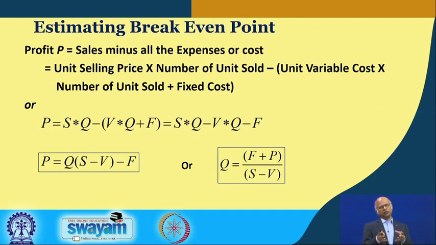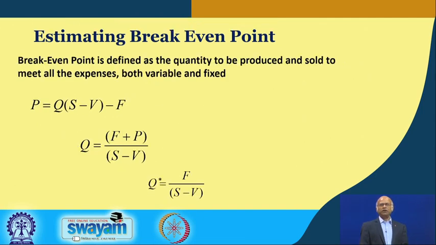Total profit is total sales minus total cost. Total cost is what? Variable cost plus fixed cost. Variable cost is what? Unit variable cost multiplied by total number of units that you sell. So, P is equal to S into Q minus V into Q minus F. So, this is the formula. I have copied this slide earlier, but since we are discussing a second time over, all slides are repeated. So, at break even profit is 0.